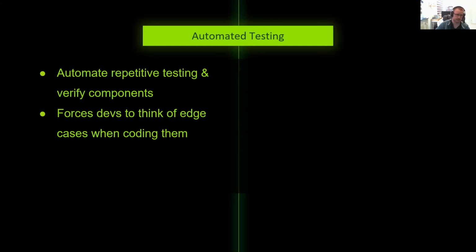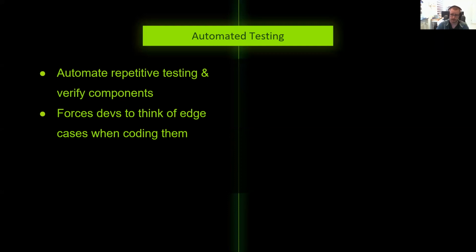The good thing is, if we force our developers to actually write automated tests, we force them to think of edge cases when they write code for them. And this automatically leads to a cleaner and more stable code base.